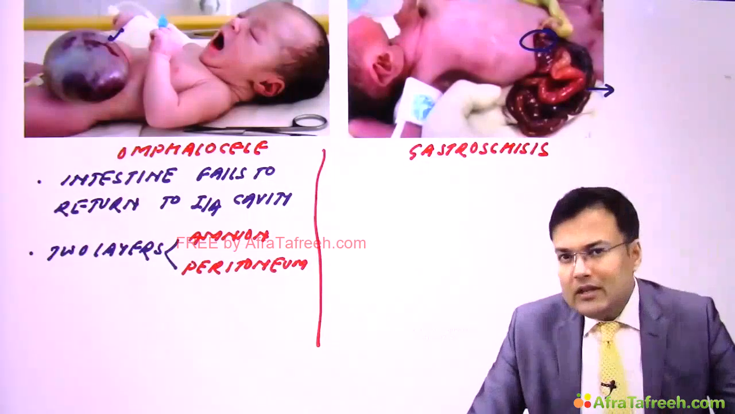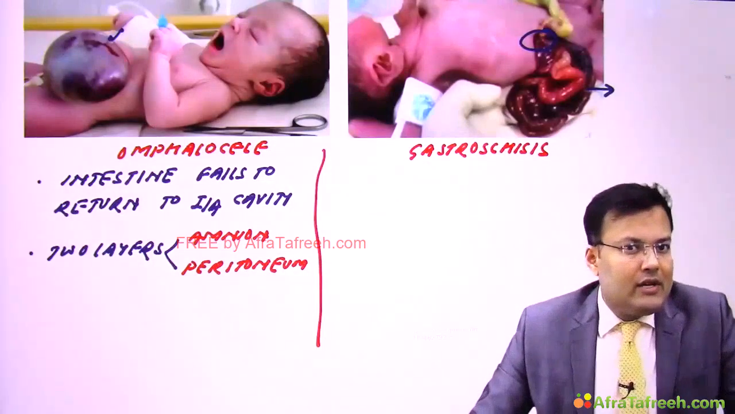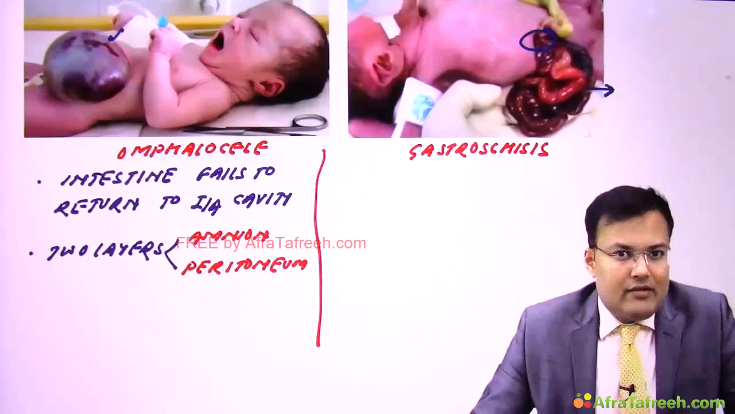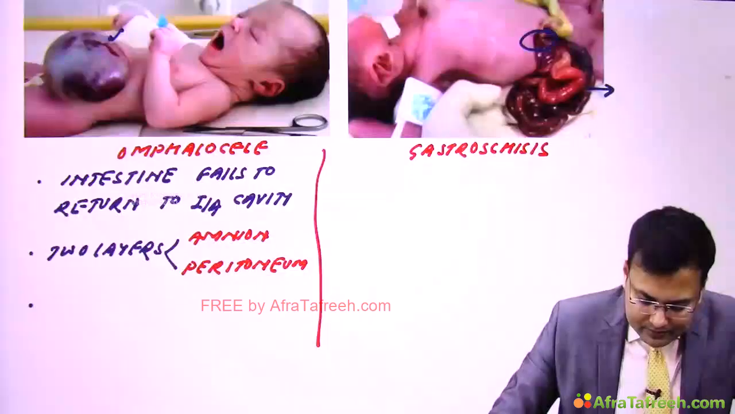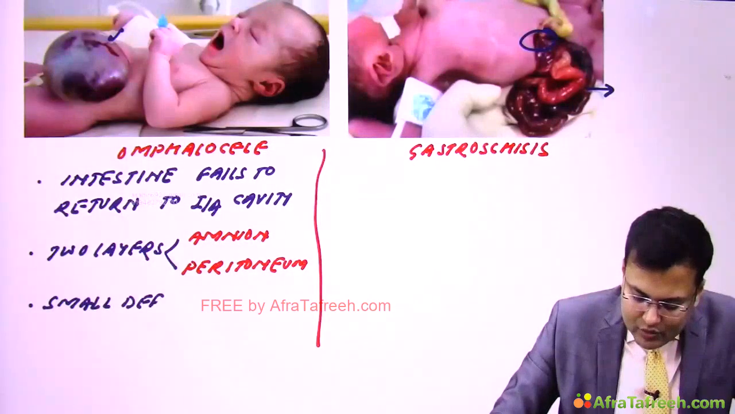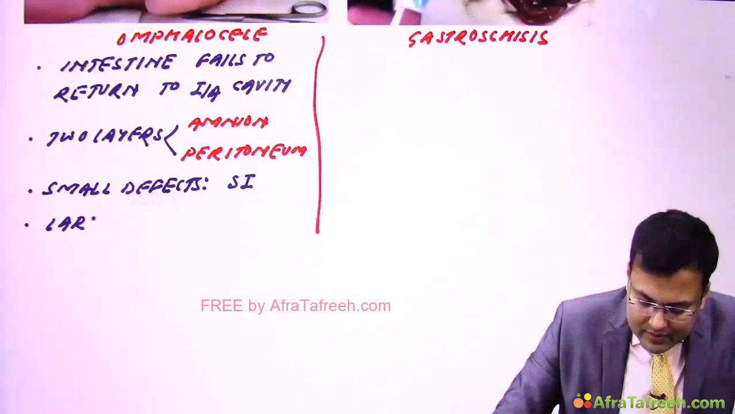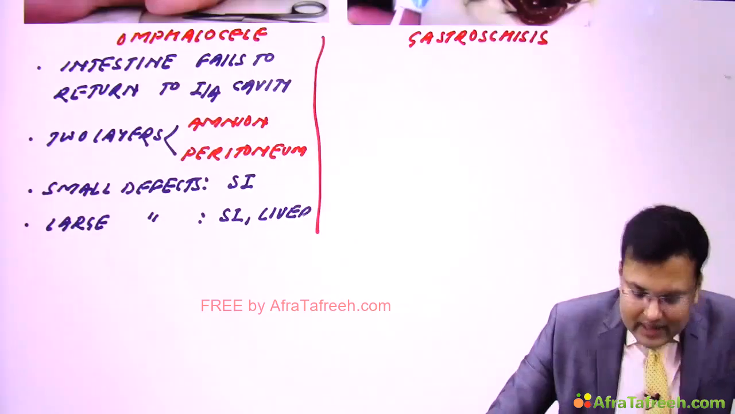Okay. Whenever the defect is small, there is herniation of only small intestine, and whenever there is a large defect, apart from small intestine, there can be herniation of liver also. So in small defects, there is only herniation of small intestine, and if there is a large defect, then there is herniation of small intestine and other organs like liver.